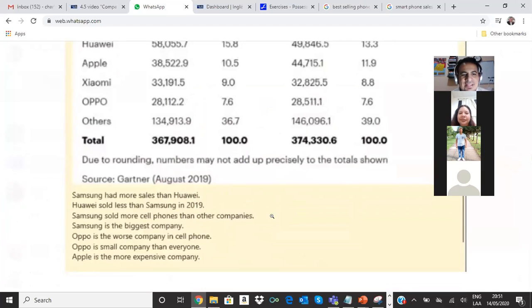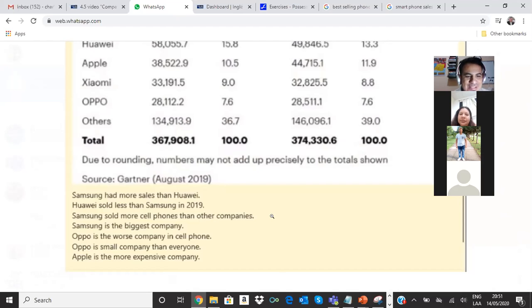Solo la voy a leer así rapidito. Samsung had more sales than Huawei. Huawei sold less than Samsung in 2019. Samsung sold more cell phones than other companies. Excellent. Samsung is the biggest company. Very good. Apple. Es de Apple. Is the worst company in cell phone.